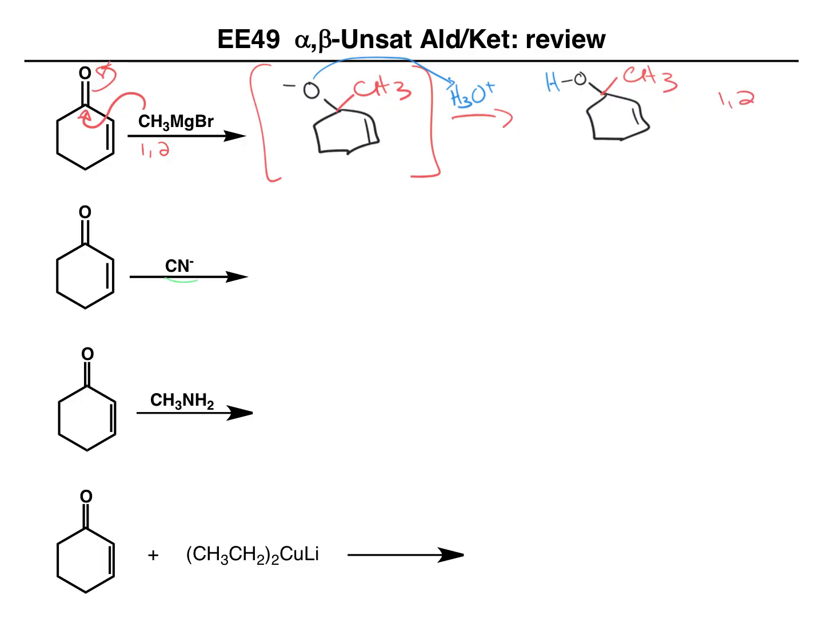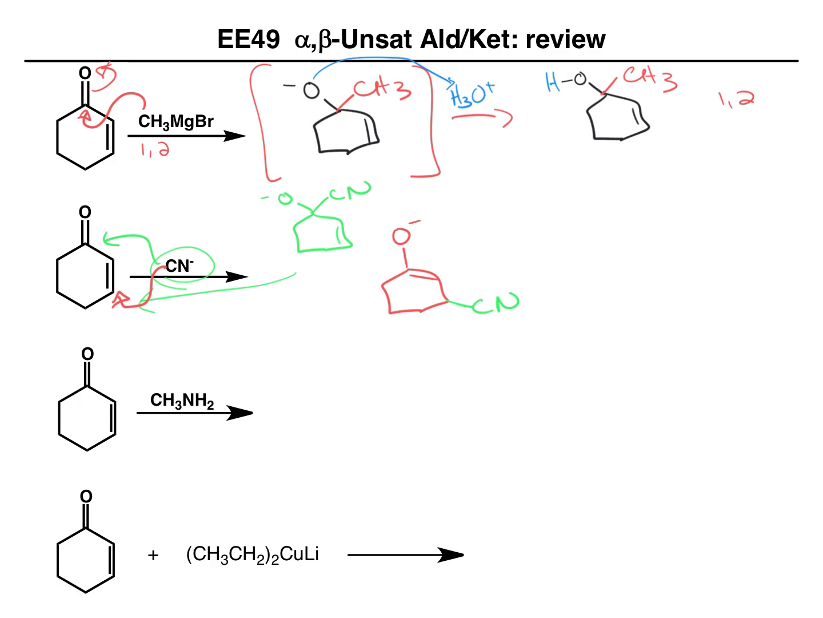In our next example, we are adding cyanide. So cyanide will again add 1,2. So we're going to get something that looks like this, but this is reversible. So this can revert back to our original compound, and then the cyanide can add 1,4. So that would give us our cyanide is connected here. These electrons got pushed here. These electrons got pushed here, right? So when the nitrile adds, then these electrons go here, pushing these electrons up here.